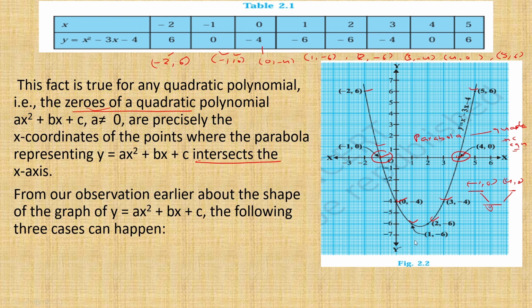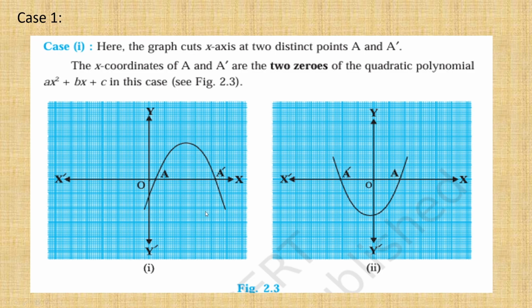Three cases exist for this quadratic polynomial. We will see these three cases. This is one case. Here is the graph that cuts the x-axis at 2 distinct points, a and a dash. The x-coordinates of a and a dash are the 2 zeros of the quadratic polynomial ax square plus bx plus c.